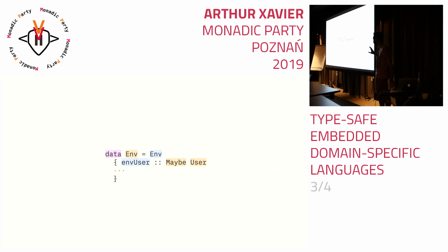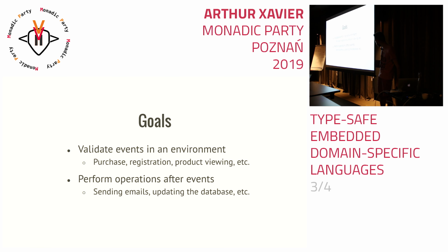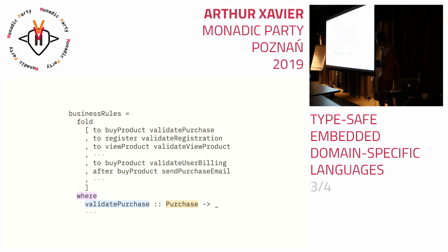We have an environment, right? For example, whenever an effect is dispatched, we have maybe a user who is authenticated in the system, right? As I've said, validate events in an environment. So what we'd like to have is basically this.